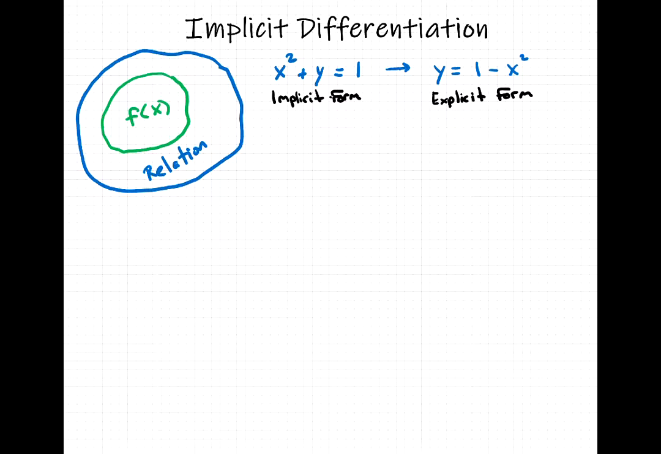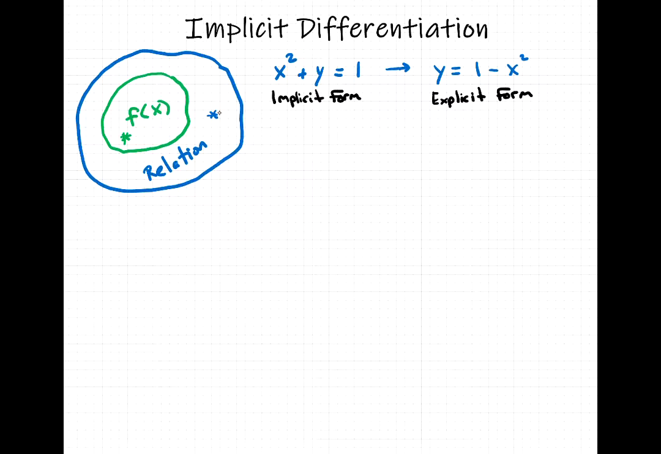Now, in this case, it was very easy to go from implicit to explicit. Solve for y was one step. We just subtract x squared from both sides. And it's not always that simple. And also, it's not always possible. So if your relation is a function, then you should be able to solve for y. But if your relation is not a function, that means y is not defined as a function of x. Well, then it's not possible at all to convert from implicit form to explicit form.